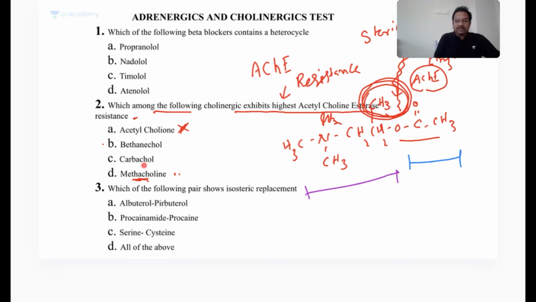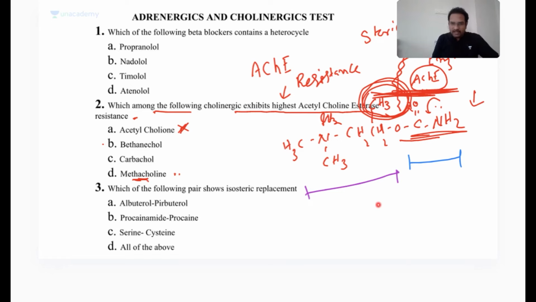Carbachol. Carbachol is a different drug. In carbachol, this ester is changed to this group, a carbamate group. Now what happens is, because of this electronic distribution, again the metabolism by acetylcholinesterase is reduced. This is because of electronic parameters.